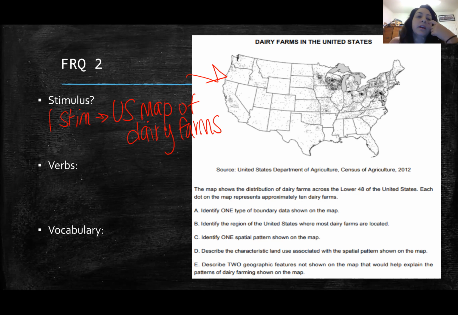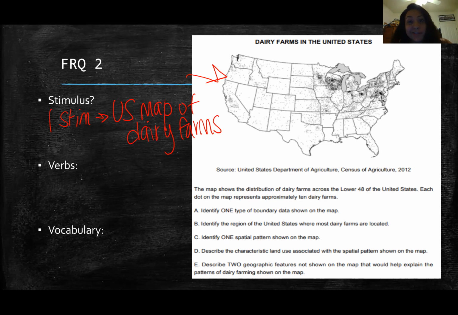So it has one stimulus, which is the US map of dairy farms. All right. You've got to be able to look at it and say, okay, it says dairy farms in the US. It's got all these dark little dots. So clearly those dots are representative of dairy farms in the US. Okay. So this is an example of the type of thing that you may see on your upcoming AP exam because it does have a stimulus. The verbs, oh my God.